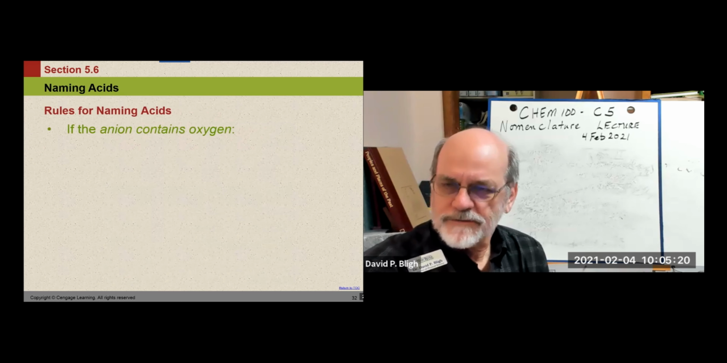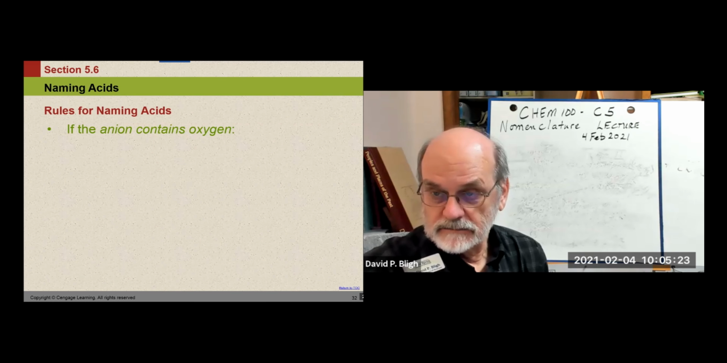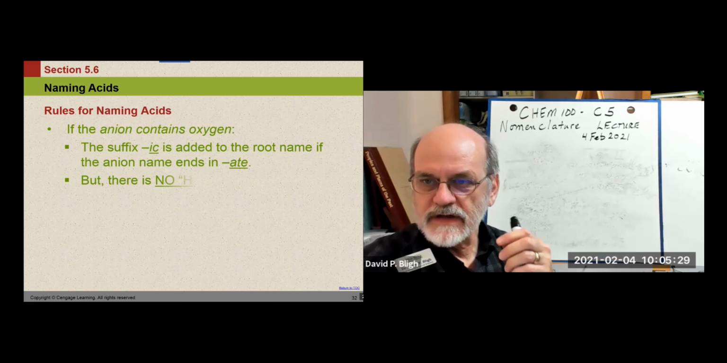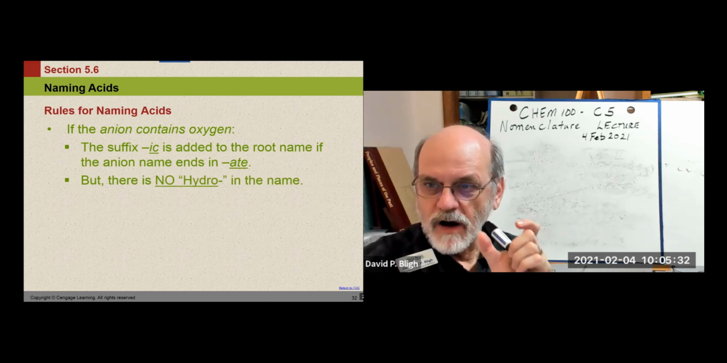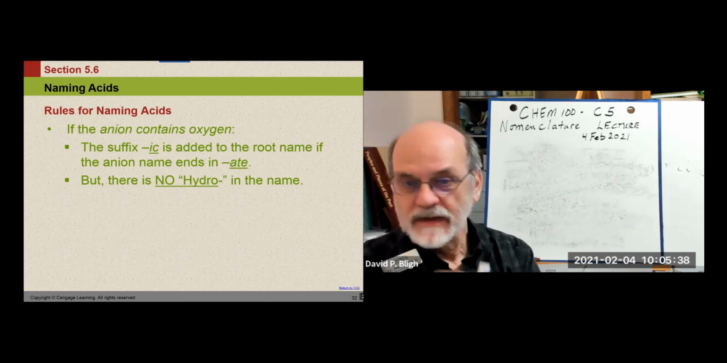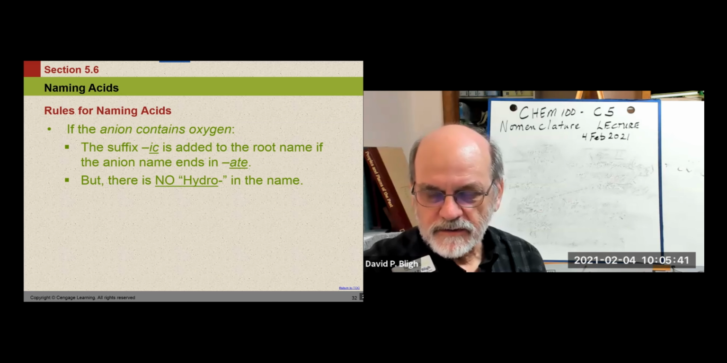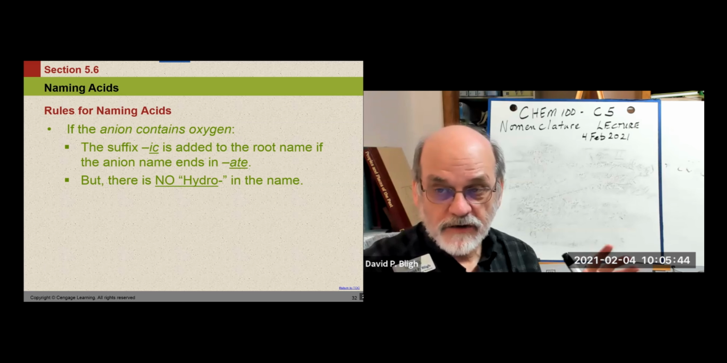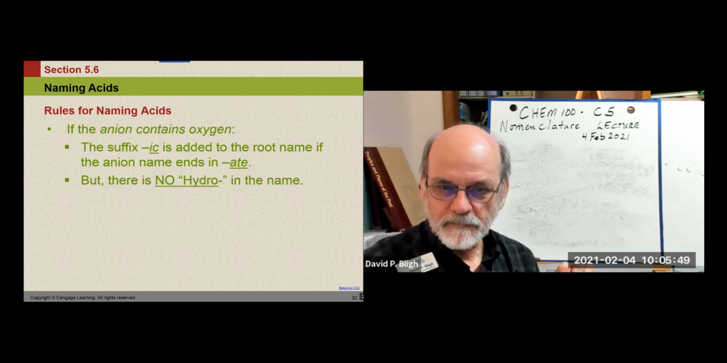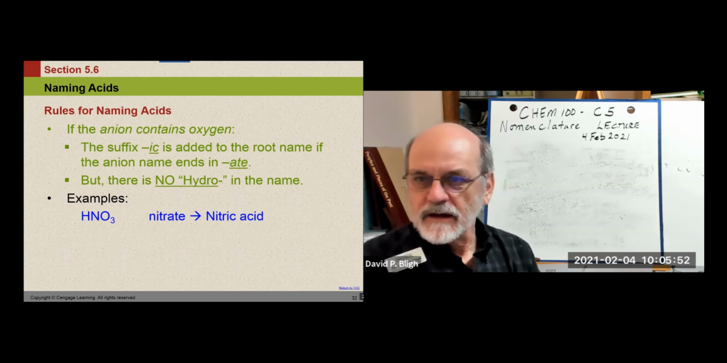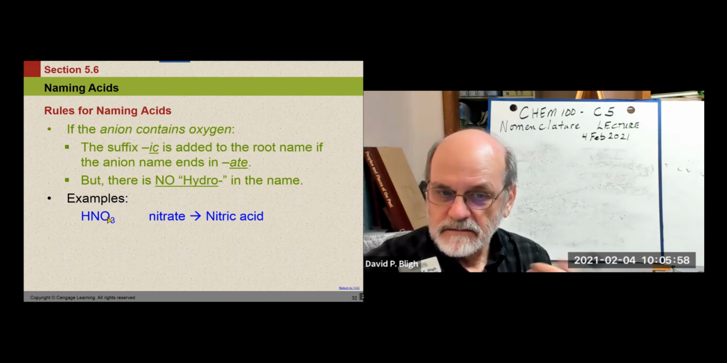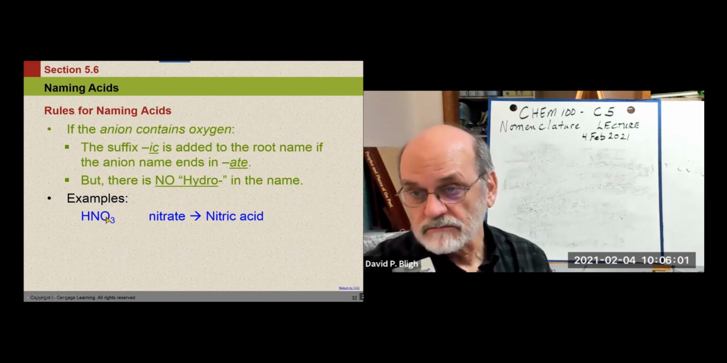Okay, so what if there's an oxygen there in the anion? Well, it depends on the name of the anion before you make an acid out of it. If there's an oxygen, you don't start the name with hydro. If there's an oxygen there, no hydro. So in this case, you've got oxygen, and let's just assume that it's in aqueous solution.